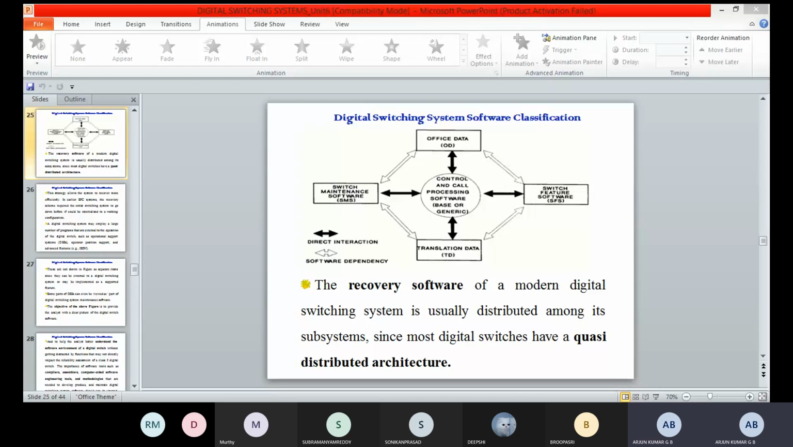Next is the translation data. The translation data is data given by the subscribers and is specific to each subscriber. If you are accessing the network, you have to give your data at the central office. That's called translation data. We also need some software to maintain this translation data. Initially, the telephone companies provide the translation data, and the database and the entry of the translation data is a part of the DSS.